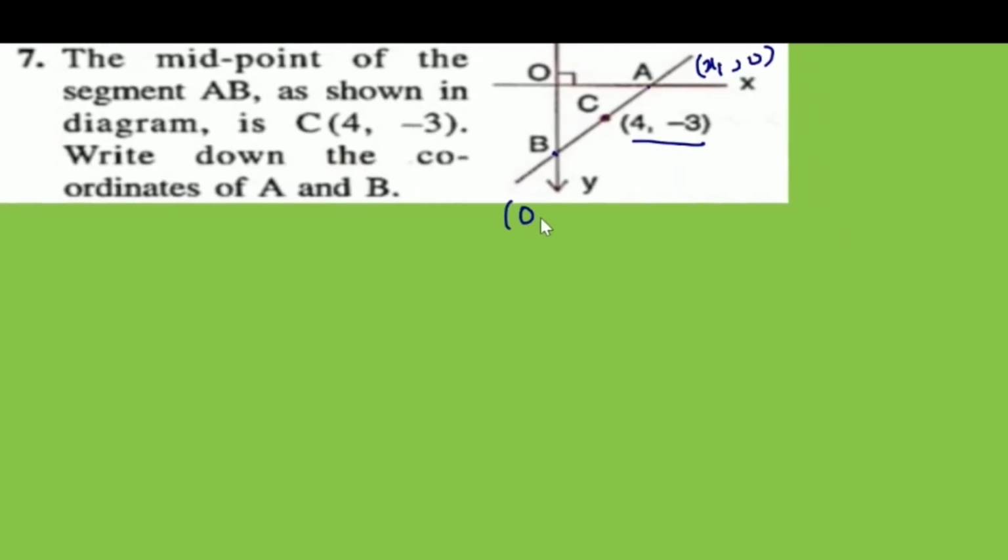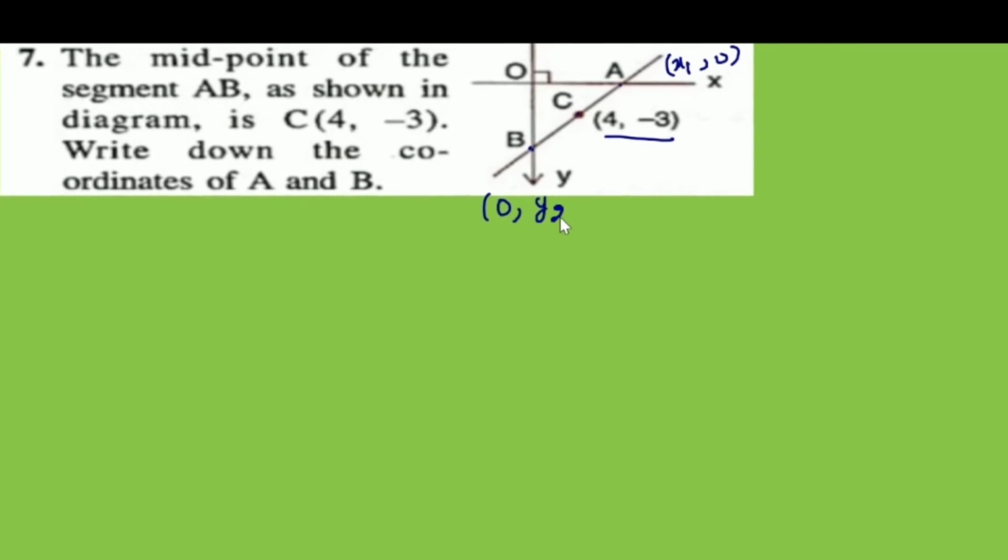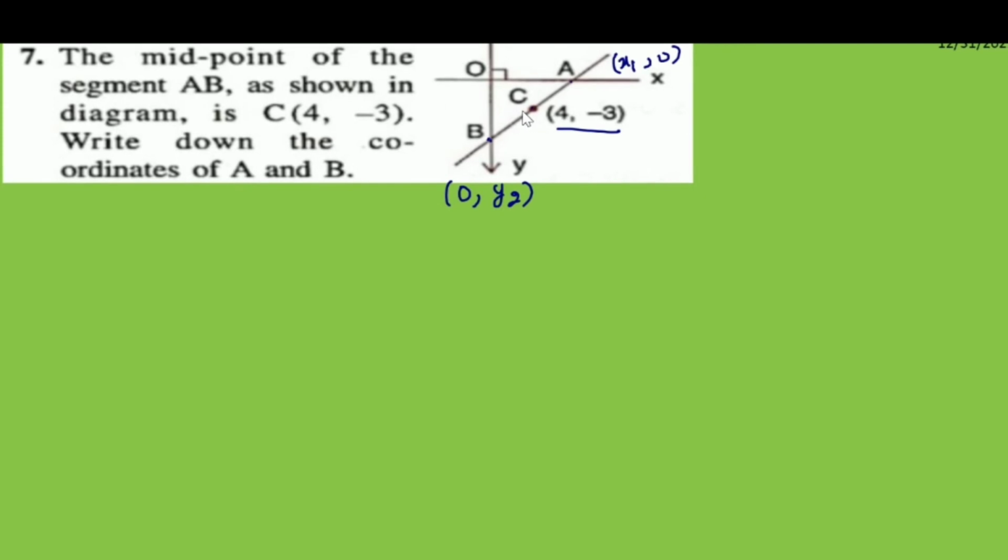Clearly A lies on the x-axis, which means its y coordinate will be 0. Let the x coordinate be x1. B lies on the y-axis, which means its x coordinate will be 0. Let the y coordinate be y2. C is the midpoint, so apply the midpoint formula.